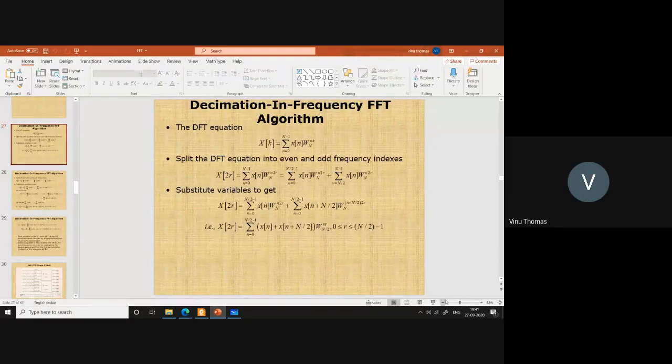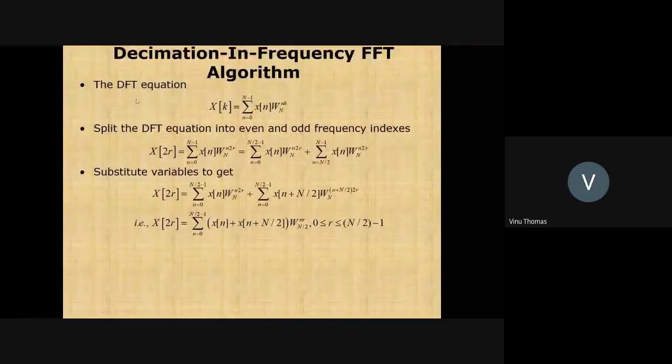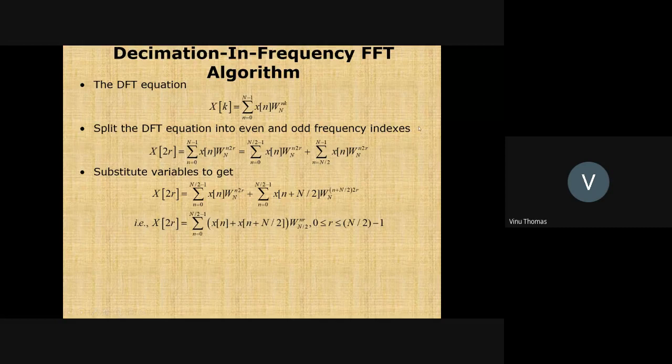So in the decimation in frequency FFT algorithm, the DFT equation, which is X of k equal to sigma over n, x of n W_N raised to nk, is split into even and odd frequency indices as shown here. Earlier you had split the input sequence into even and odd samples. Now what we are going to attempt is to split the DFT components, that is the frequency samples, into even and odd components.